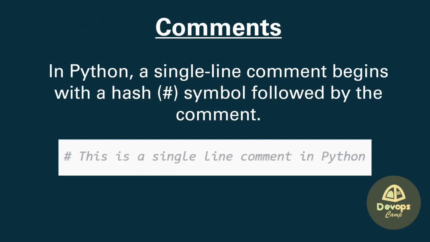The comments are as important as the code because they describe why a piece of code was written. When the Python interpreter executes the code, it ignores the comments. In Python, a single-line comment begins with a hash symbol followed by the comment. The given example shows a single-line block comment.